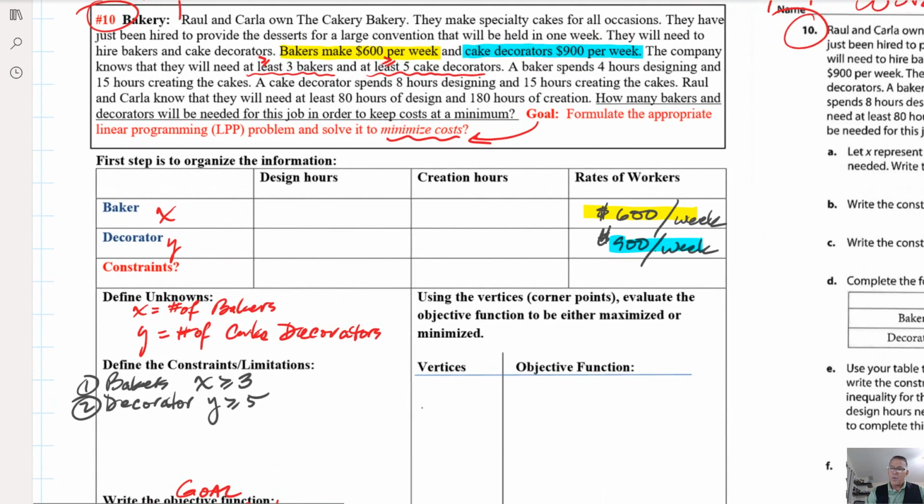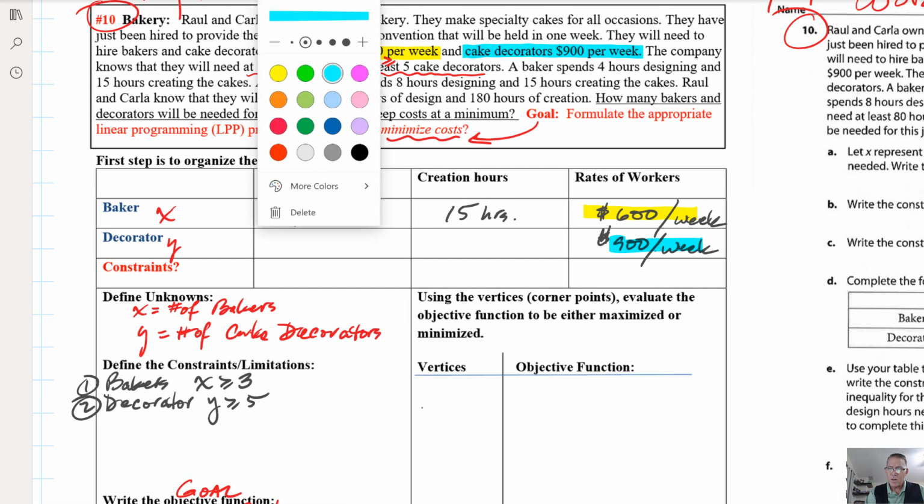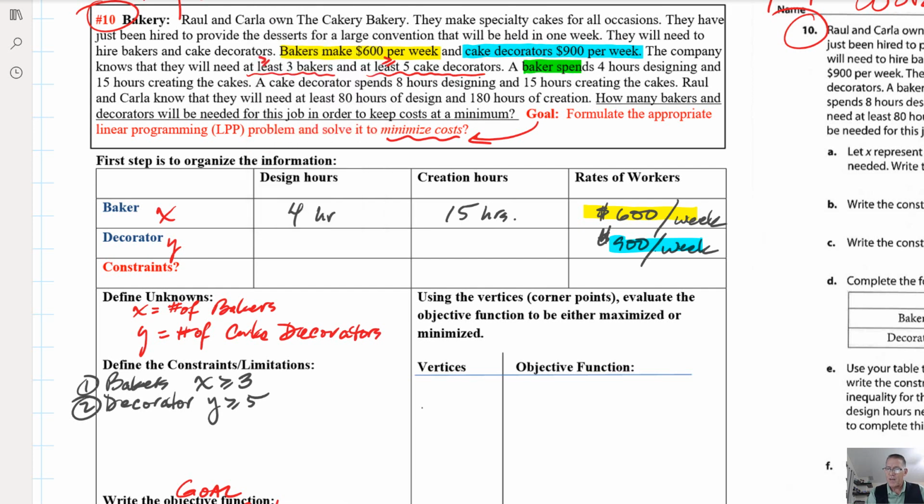All right, going back to the problem here. It says a baker spends 4 hours designing. So there's 4 design hours here. Each baker takes 4 hours of designing and 15 hours creating. So 15 hours of creating. Now what I'm doing is interpreting the problem here. So the baker spends 4 hours designing and 15 hours creating.